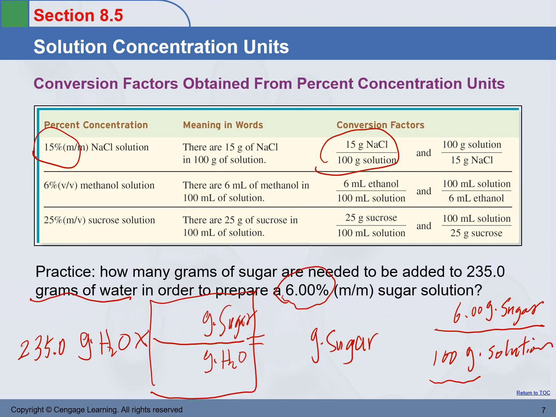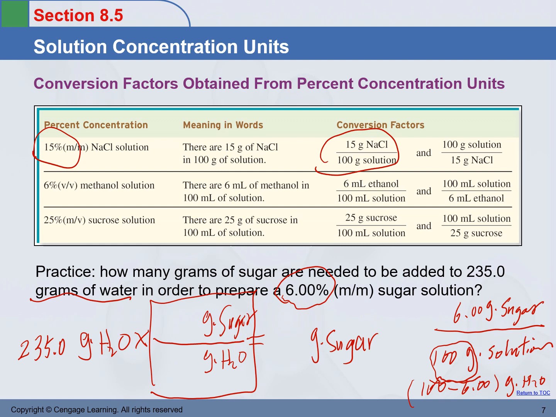Now let me ask you a question. If the concentration is 6%, then in that 100 grams of solution, how many grams of them is sugar? 6 grams. Does that make sense to you? If the sugar is 6 grams, water will be 100 minus 6 grams. For every 6 grams of sugar in the solution, there are 100 minus 6 grams of water. Does that make sense to you?